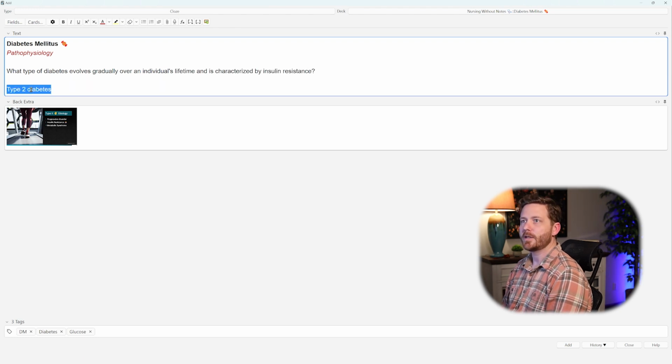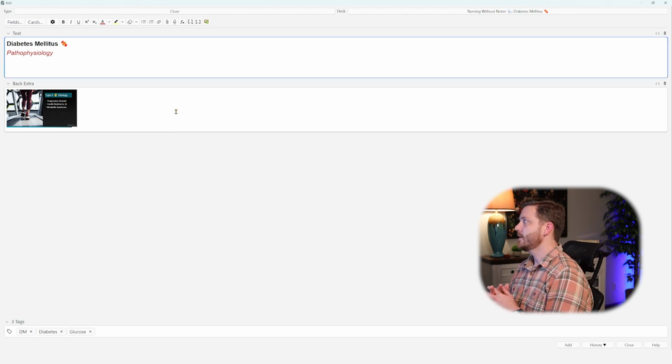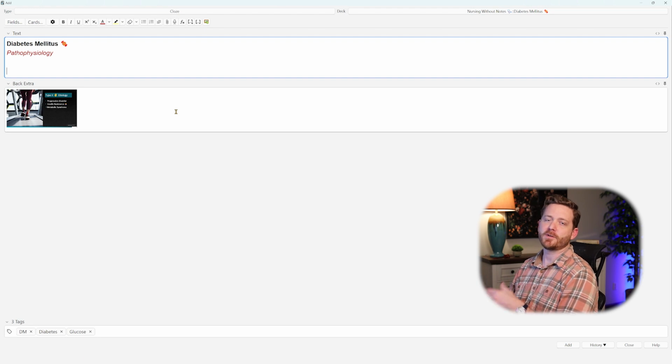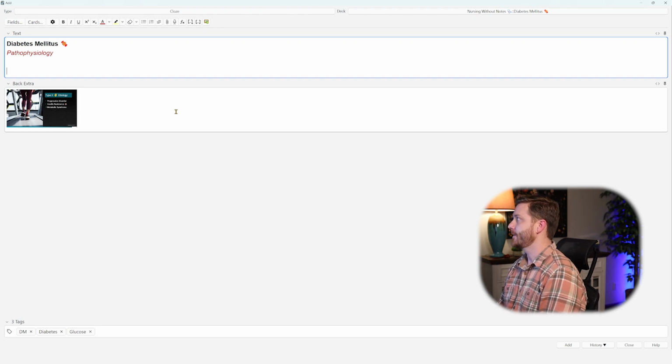All right, we'll double click there, Control-Shift-C, and we'll make our card with that and Control-Enter. Let's get rid of that. And so insulin resistance seems to be one of the pivotal factors that emerges in type 2 from dietary choices, physical inactivity, and sometimes some genetic predisposition. So let's make a card on that.